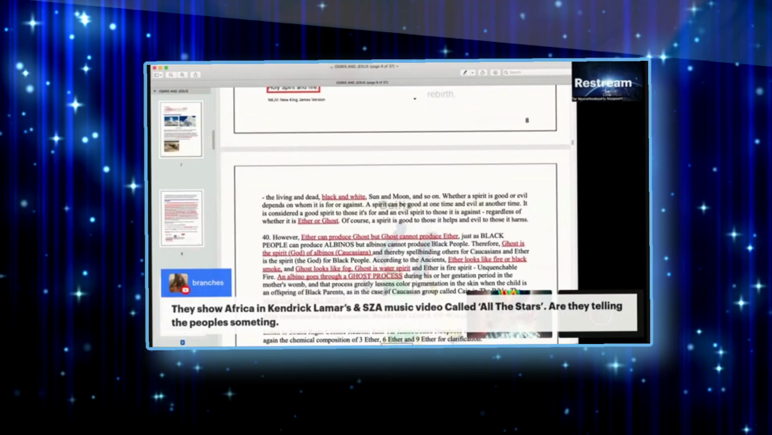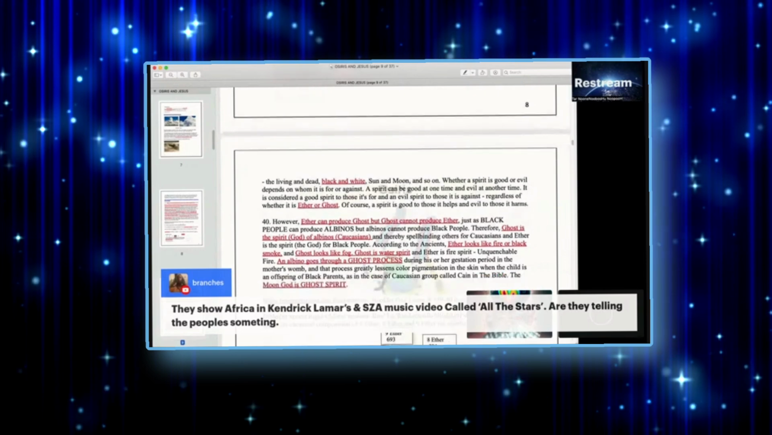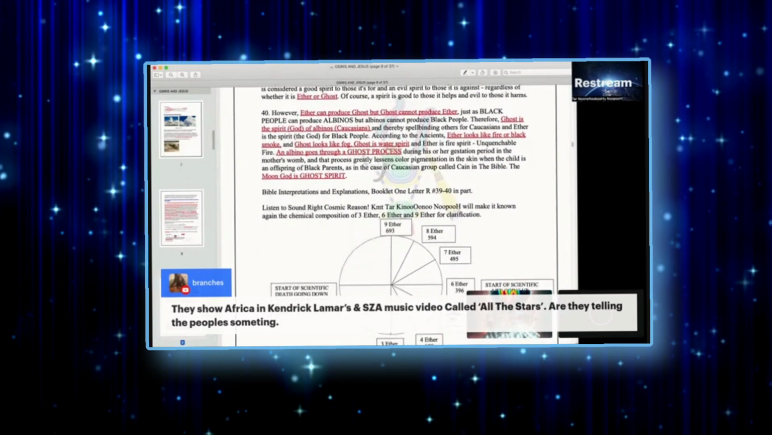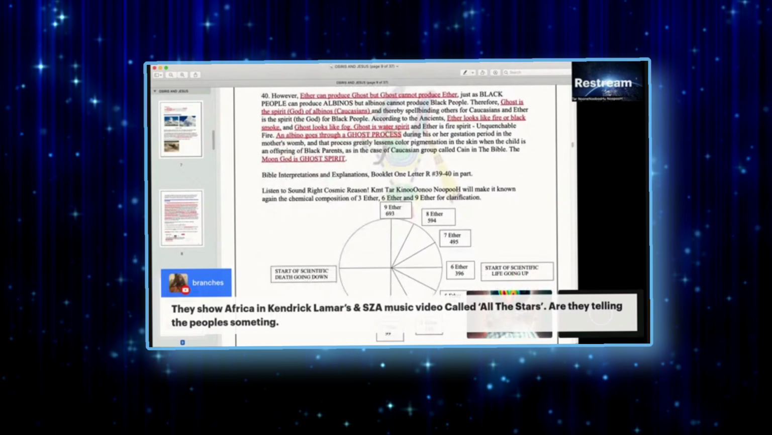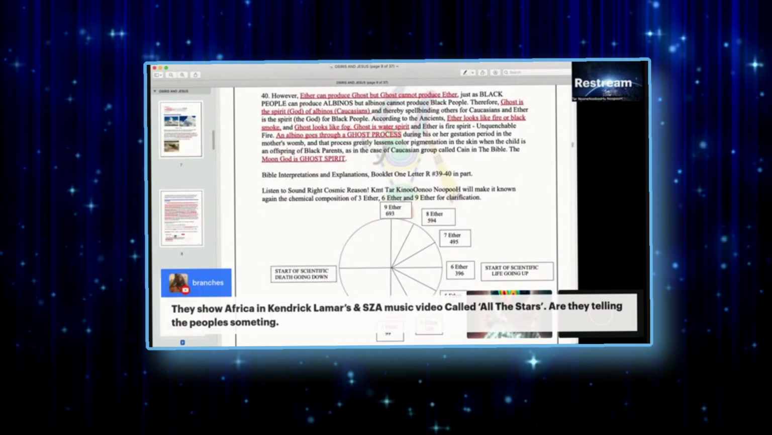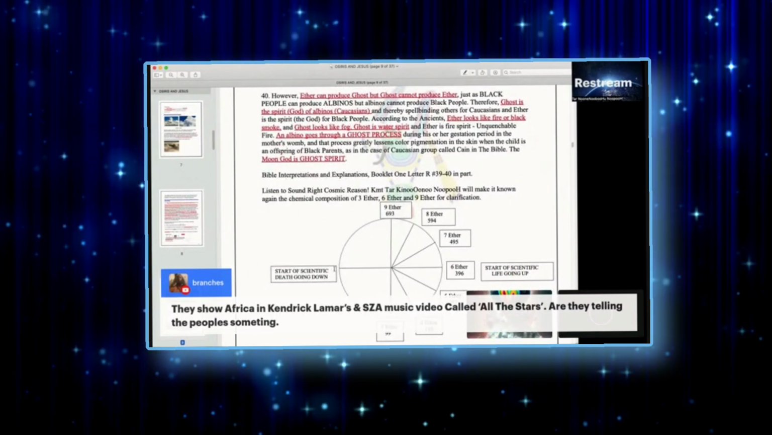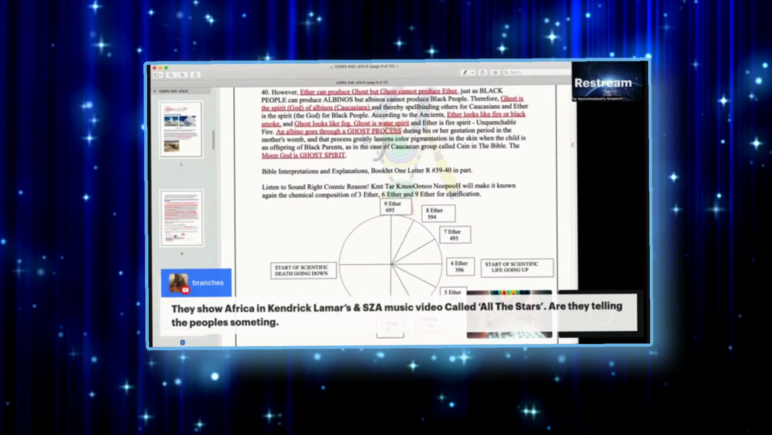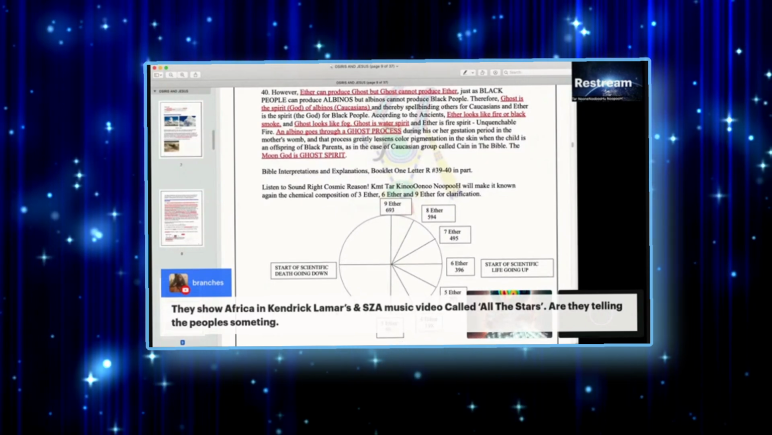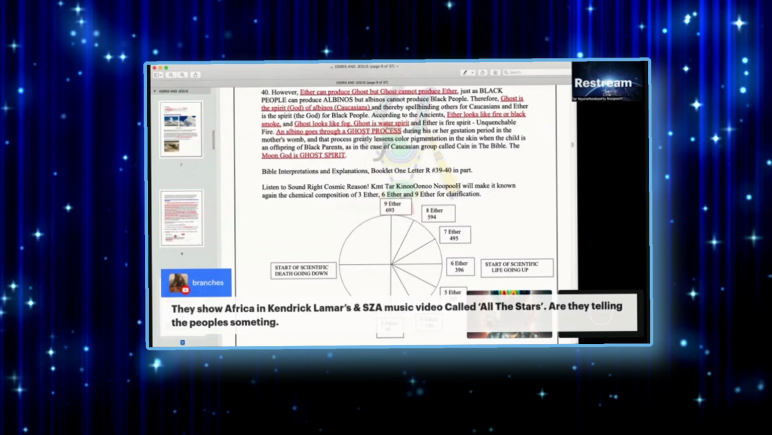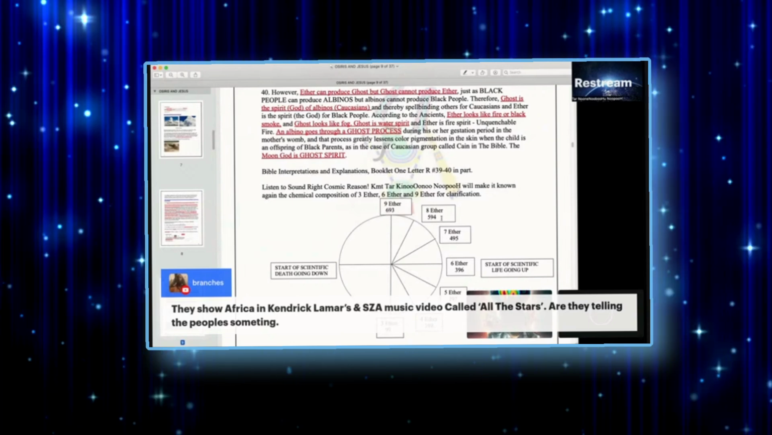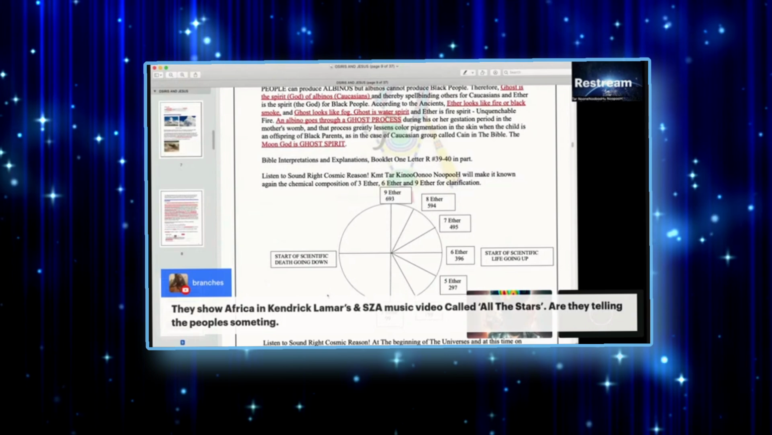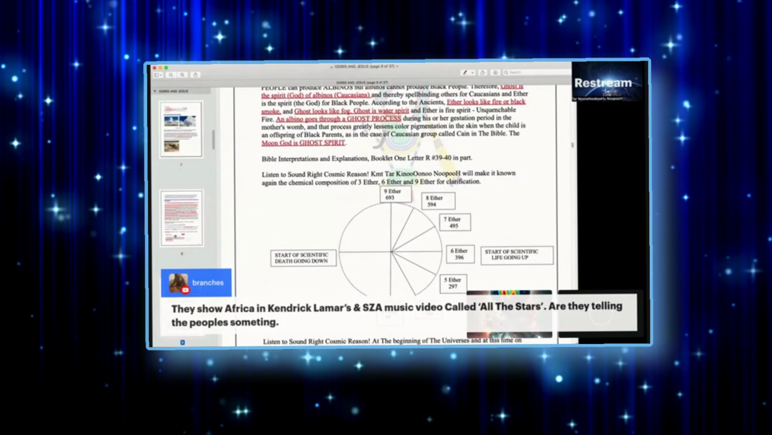6 ether, and 9 ether for clarification. All right. So this is the smack circle that I made for visuals. All right. So we got over here the start of scientific death going down. All right. So you see these numbers up here: 99, 198, 297, 396, 495, 594, and 693. All right. Listen to sound, right, cosmic reason.